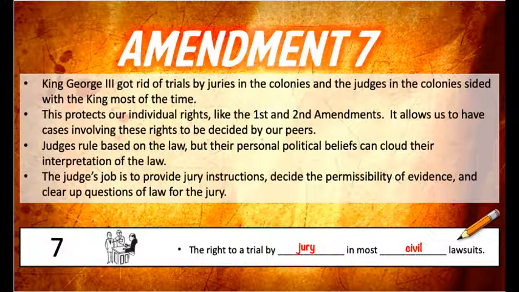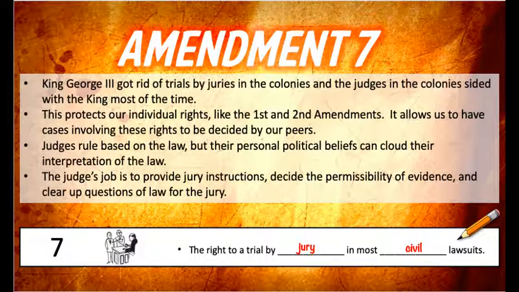Amendment 7 says that you have the right to a trial by jury in most civil lawsuits. Okay. King George III got rid of trial by juries in the colonies, and the judges in the colonies sided with the king most of the time. So if you have the King of England and all the judges side with whatever he says, that's not protecting your rights. So the right to a trial by jury protects our individual rights. It allows us to have cases involving these rights to be decided by our peers.